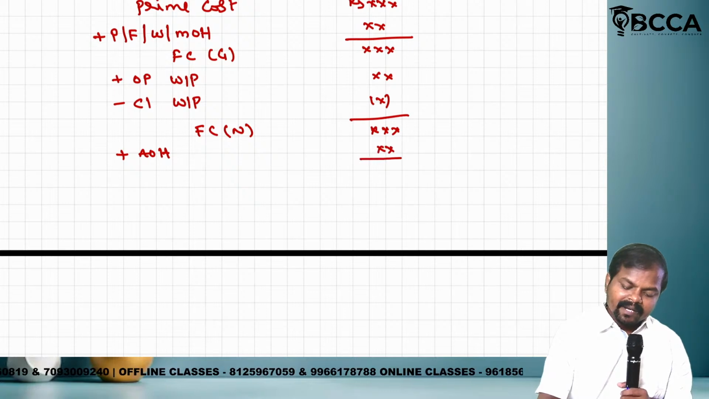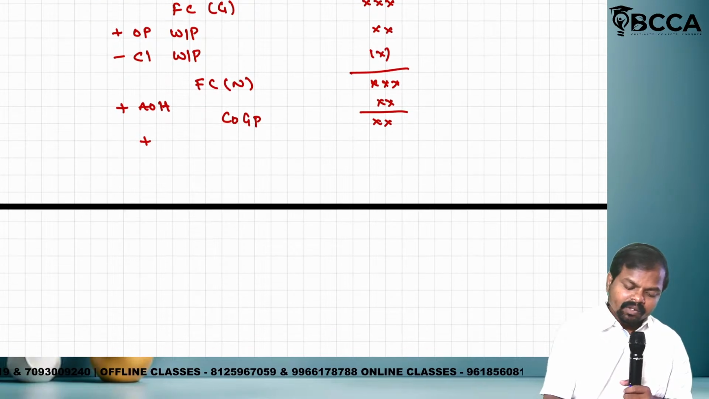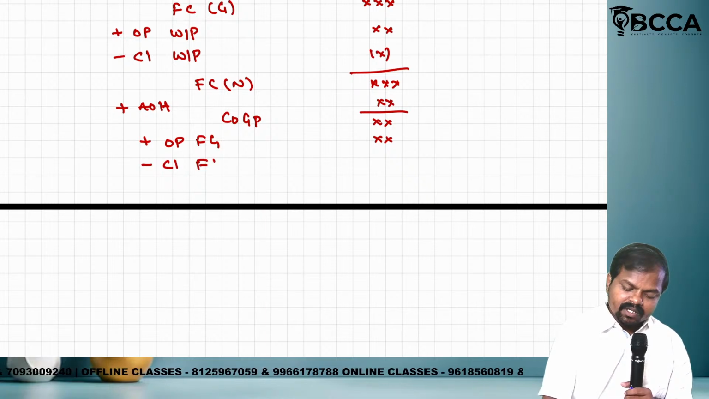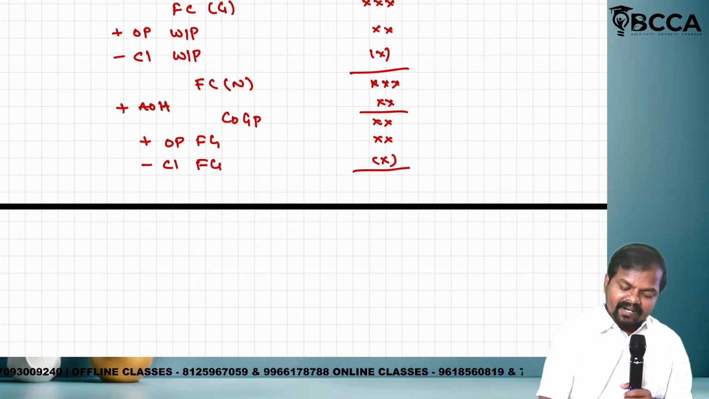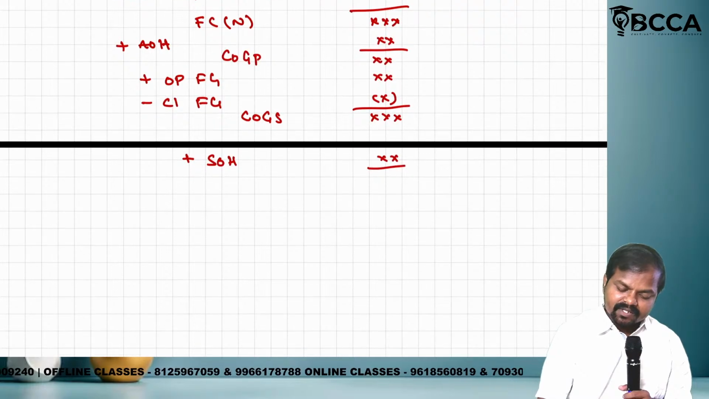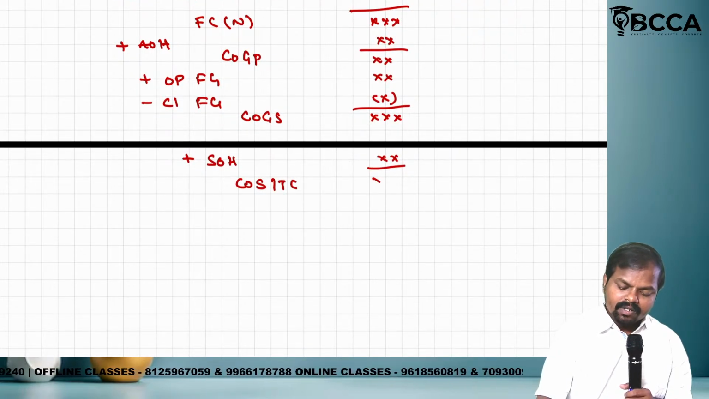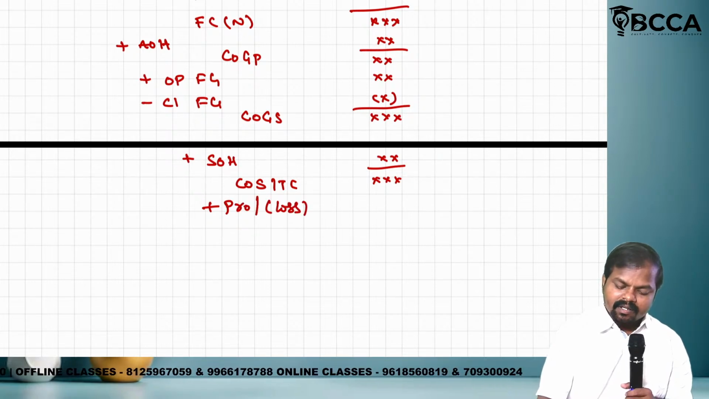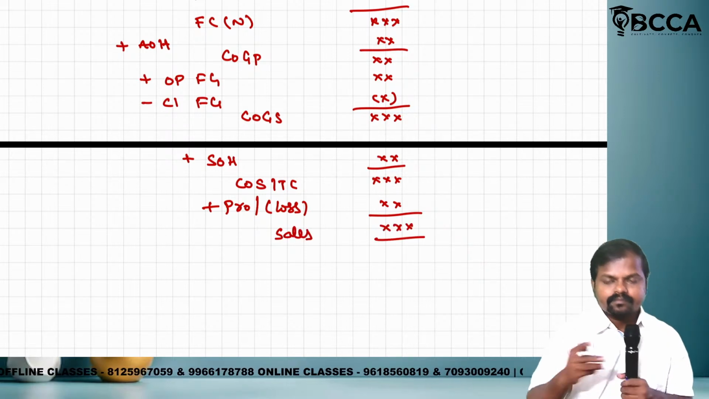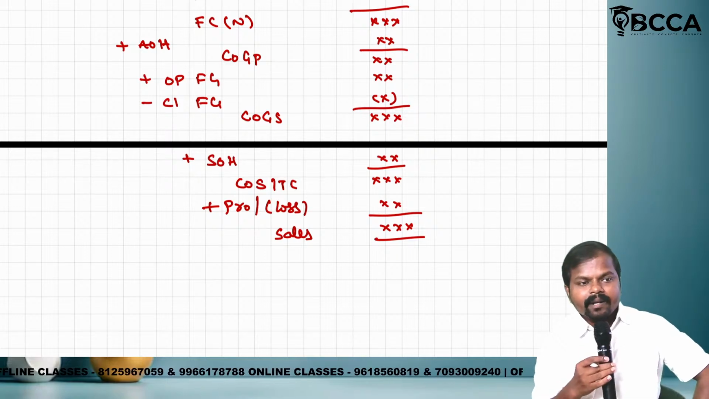Correct? Plus administrative overhead. Result will be referred to as cost of goods produced, plus opening stock of finished goods, minus closing stock of finished goods. Result value will be referred to as cost of goods sold, plus selling overhead. It will be referred to as cost of sales or total cost, plus profit minus loss will be referred to as sales. Correct? Till now clear?